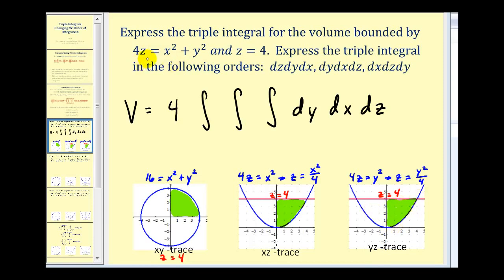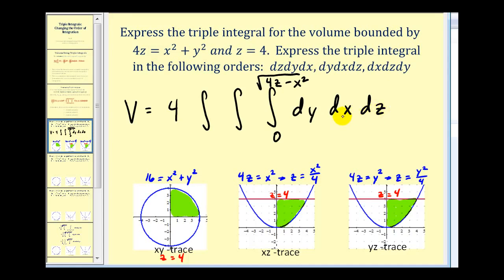which is a piece of the 4z equals x squared plus y squared. And since we have to express y as a function of x and z, we can start y at 0, but we do have to use this equation up here to express y as a function of x and z. So to solve this for y, we would subtract x squared on both sides, and then take the square root of both sides. So the upper limit for y would be the square root of 4z minus x squared.